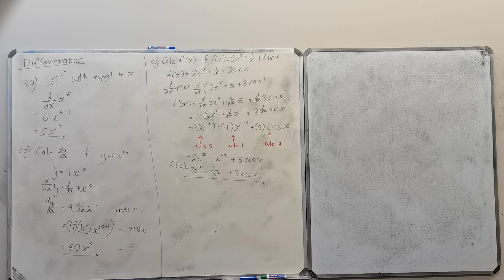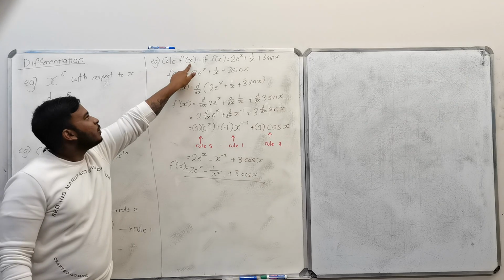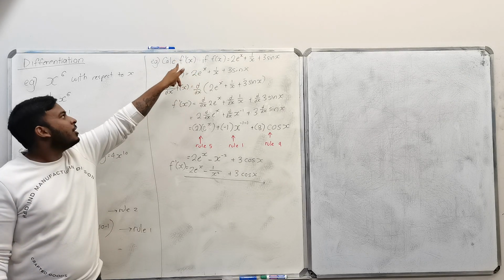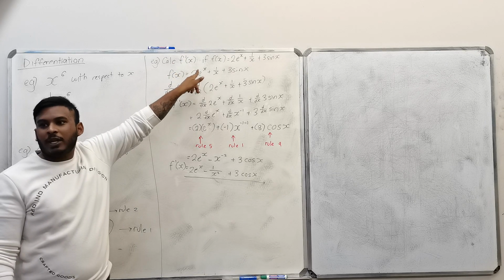Same thing over here. You start your question like this. You write down the equation that they give you. Introduce the derivative d over dx on both sides. Look at it as whatever they're giving you here: they want f prime x. They want you to calculate the derivative with respect to x.